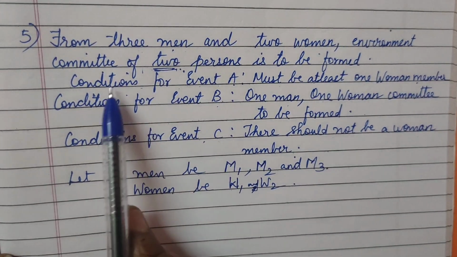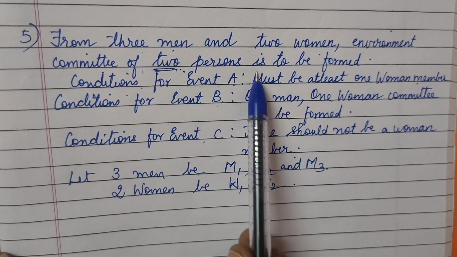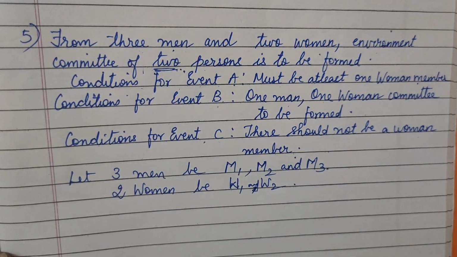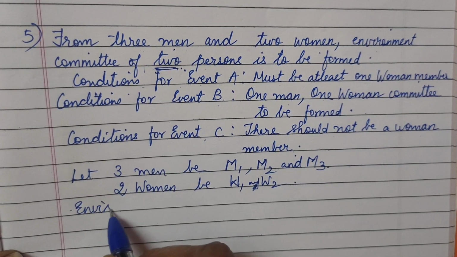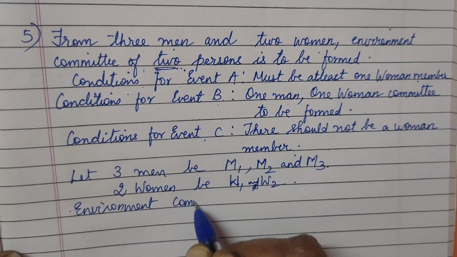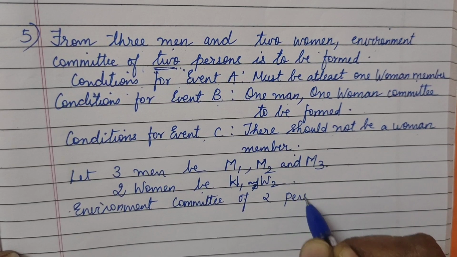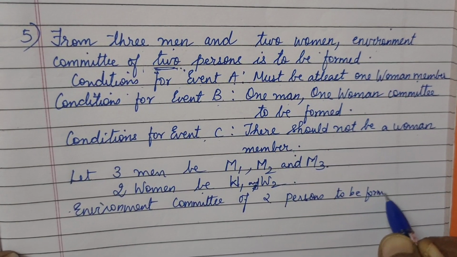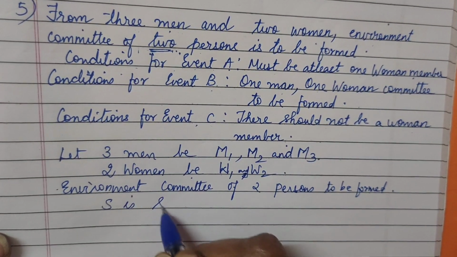So what is the experiment here? They said a 2-person committee is to be formed. The environment committee, a committee of 2 persons, is to be formed. This is the experiment, always we need to write it: environment committee of 2 persons to be formed. Okay, so we have written the experiment here. Now we will write S as the sample space.